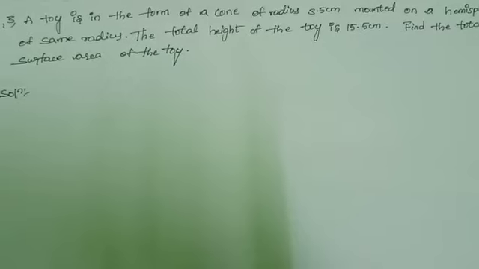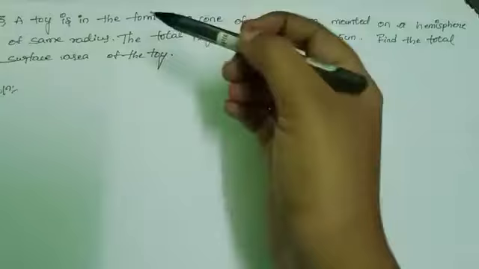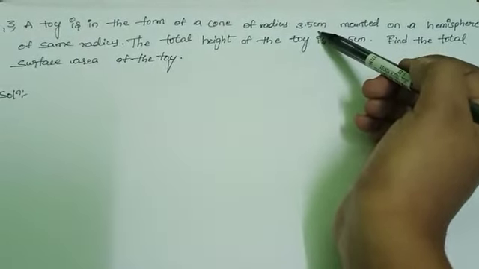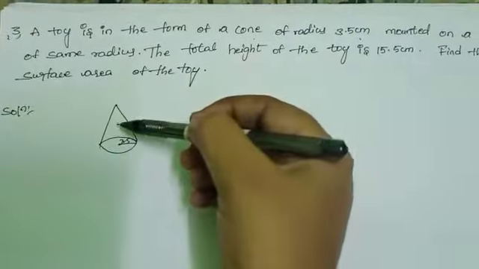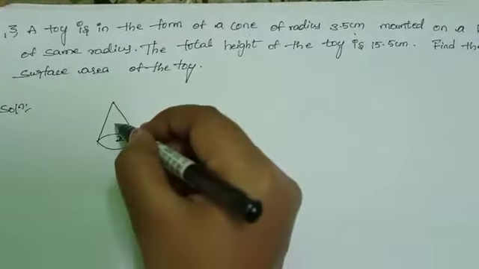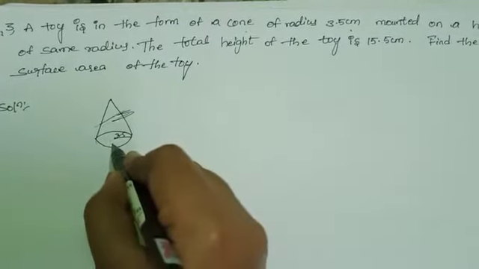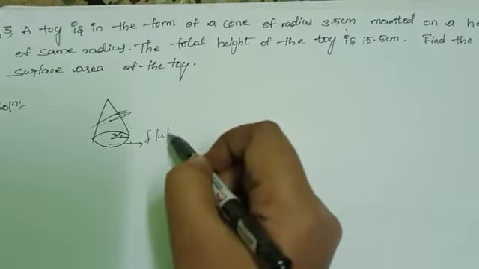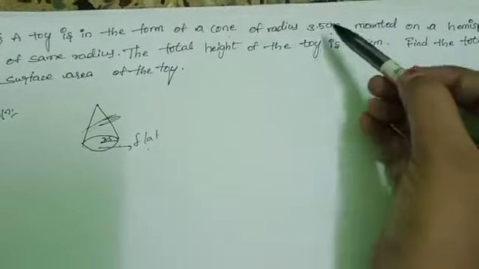Let's discuss the third question in exercise 13.1. A toy is in the form of a cone of radius 3.5 centimeters. We know the cone shape. This is the cone. A cone has one curved surface. This is the curved surface, and below this one is the flat surface. A cone has one curved surface and one flat surface.